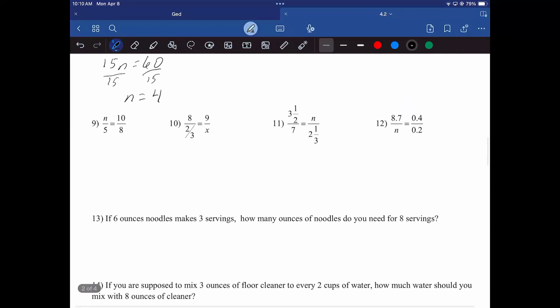All right. So if 6 ounces of noodles makes 3 servings, how many noodles do you need for 8 servings? Well, we don't know this, but we could say, hey, you know what? 6 is to 3 is the same as x is to 8.